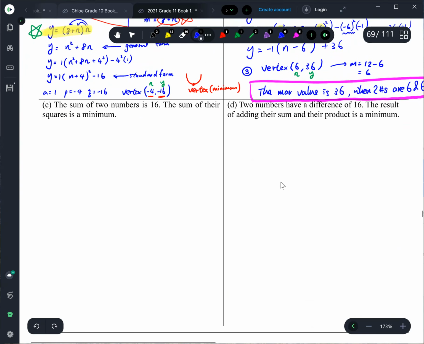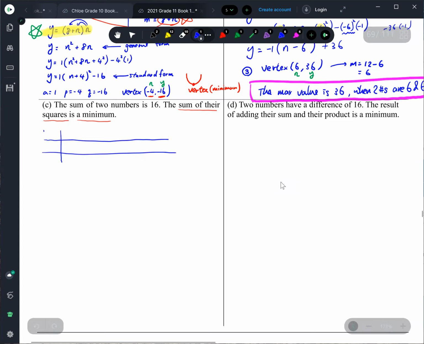So here we have the sum of two numbers 16, that part is okay. The second sentence, the sum of their square is a minimum. So that's the new thing. So make a table first, just a small table. We have our first number, we have our second number. So we want the two numbers to have a sum of 16.